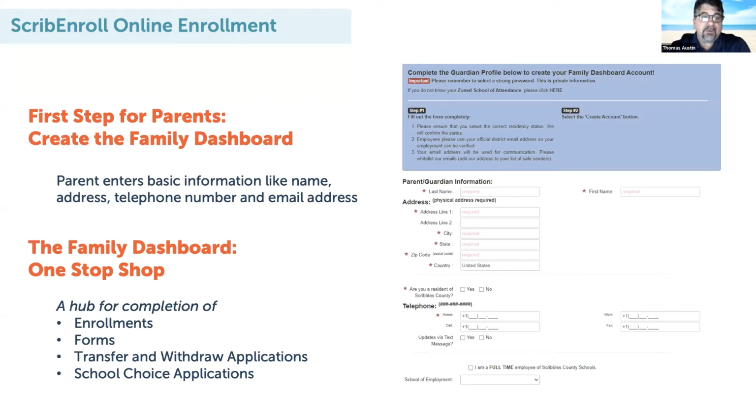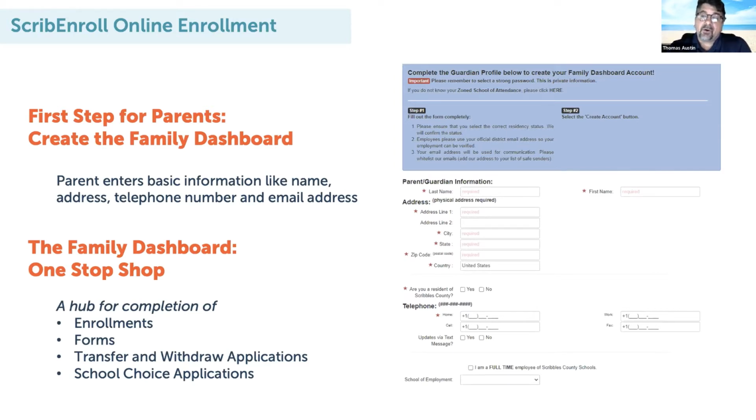So when we look at the first step for our families, they're going to come in and they're going to create a family dashboard. Now, the concept of our family dashboard is that the whole family resides there. So all of the children from the family are within that family dashboard. And then their interactions with the district also occur within that same family dashboard. So not only if they're doing enrollments, but also if they're doing any type of transfers or any type of lottery or choice programs or anything like that, it's all going to reside within the family dashboard.